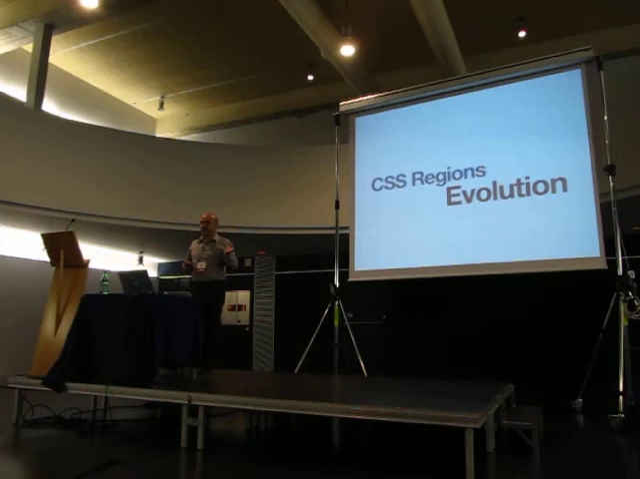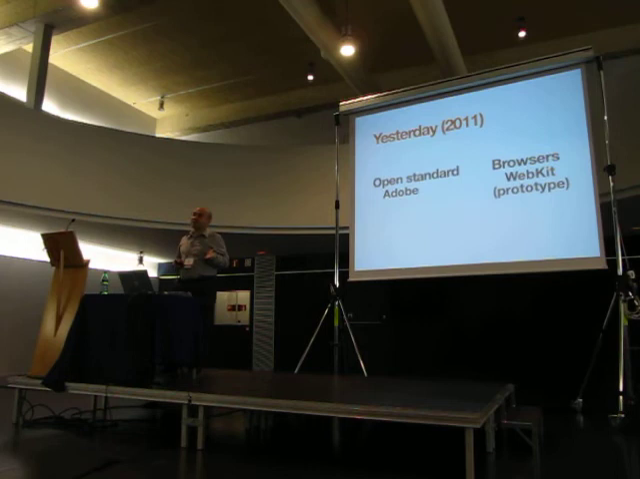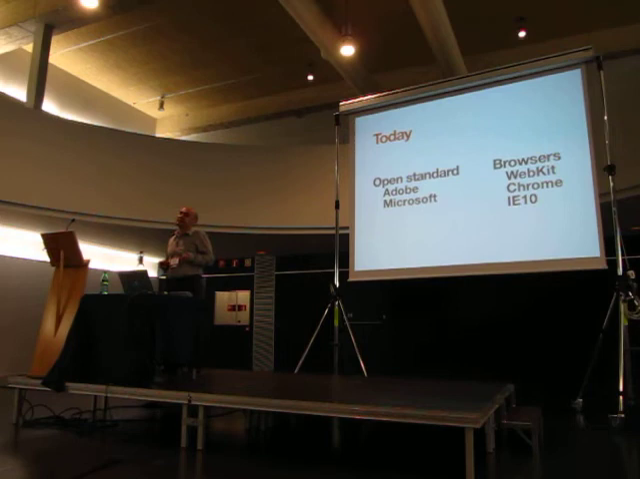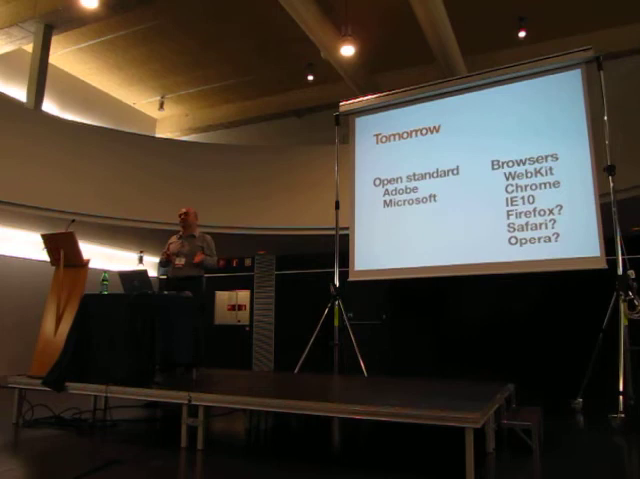Let me tell you a few words about the CSS regions evolution. In May 2011, Adobe proposed a CSS standard, and also we came up with an implementation based on WebKit that we published for availability in the open. Today, the CSS regions standard is developed by Adobe and Microsoft, both providing editors for the draft. And if you want to play with CSS regions, you have this possibility in WebKit nightly builds and in Chrome and in IE10. For tomorrow, the standard will remain open and developed and edited by Adobe and Microsoft, and we hope to have other browsers like Firefox and Safari and Opera introducing support for CSS regions.